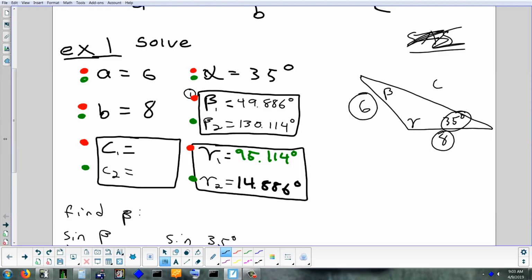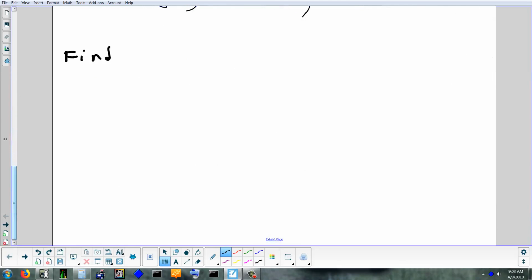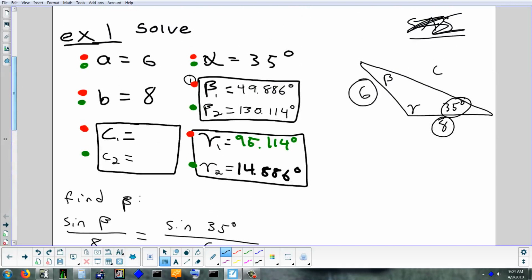Okay. So now we can find C1 and we can find C2. Let's set it up for C1. So we're going to have sine of something over something, sine of something over something. Now, C1 is part of the red triangle. So you have 2 red rows that are complete. A, alpha, that's a red row. So is B, beta 1. Should I use B, beta 1, or should I use A, alpha? Go with A and alpha because it was given and there's no decimals. So sine 35 over 6. So start with that.